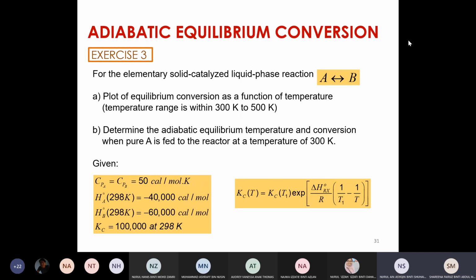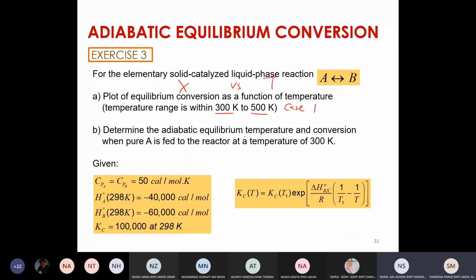Okay, so this one is a reversible case pula. Okay, whereby A to B. Okay, plot of equilibrium conversion as a function of temperature. So dia nak you plot X versus temperature. Okay, so temperature range dia dah bagi between 300 to 500 K. Okay, so this should be case 1 lah. Okay, dia dah specifykan temperature.